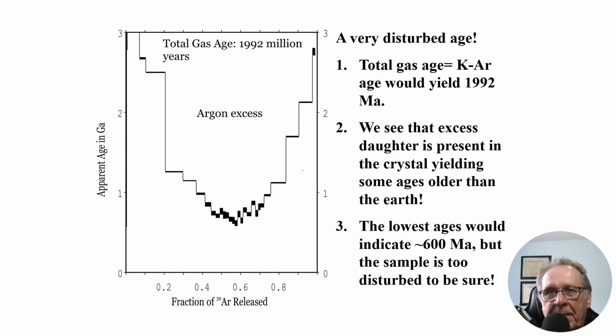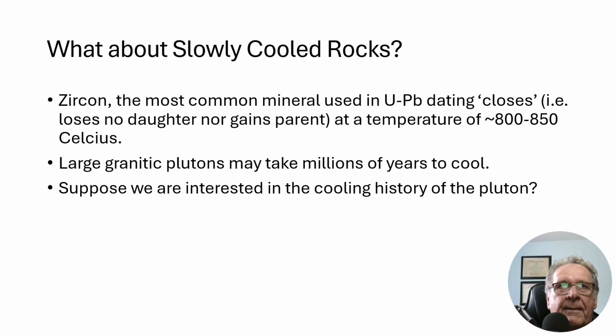Now, here's a very bad age. Here we can see that every step we go, we get a different age. If we just said, okay, let's average it all together, we would get an age of 1.9 billion years. But we can see this system is disturbed, and the lowest ages would be about 600. When we see this, unfortunately, we just go, a lot of work for nothing. But it tells us that the assumptions that we made in radiometric dating in this case did not hold up. And that happens. It's a natural system, so no big deal.